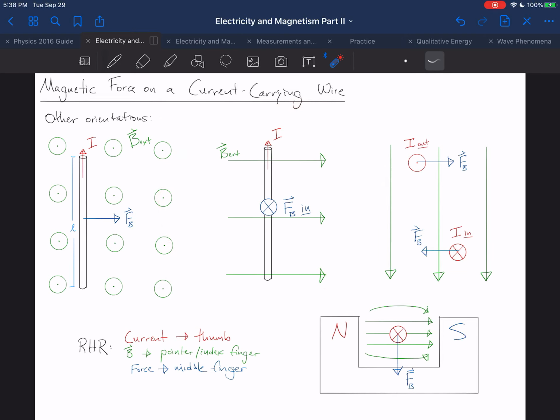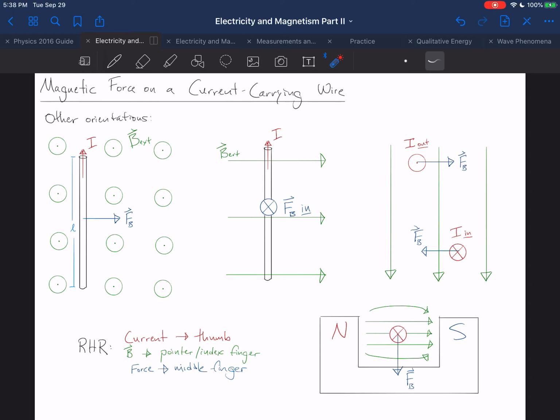The current is up the page, the magnetic field is to the right, and therefore that magnetic force can be represented using arrow notation into the board. So it's going to push this wire into the board. What about this example? The current is out. The magnetic field is down, so pointer finger down the page gives you a magnetic force to the right. And what happens if you switch the direction of that current? Even if you didn't reapply the right-hand rule, if you simply reverse one of the things, you will end up reversing the direction of that magnetic force.